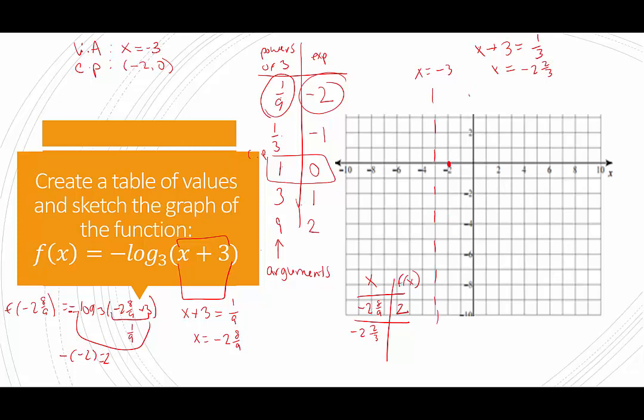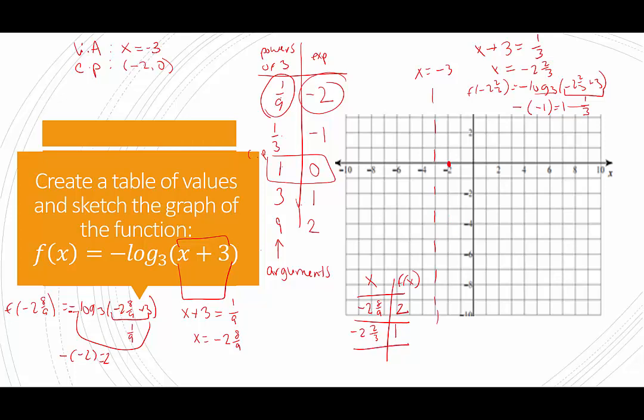Okay, when we plug this into our function, f of -2 and 2/3, we get negative log base 3 of (-2 and 2/3 plus 3). Well, this, remember, we forced this to be 1/3. 3 to what power gives us a third? -1. But there's already a negative in front, so it's -(-1), and we end up with 1.